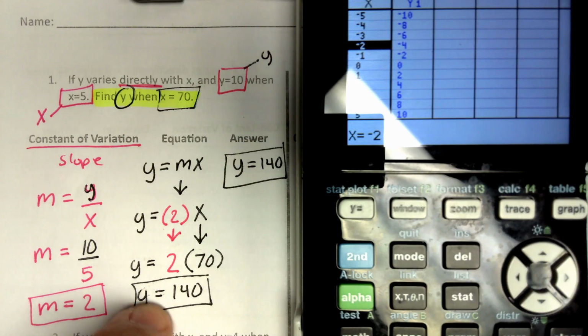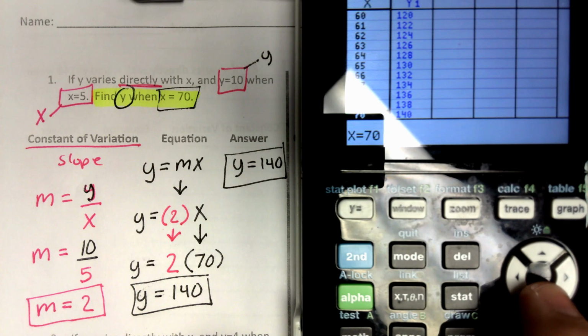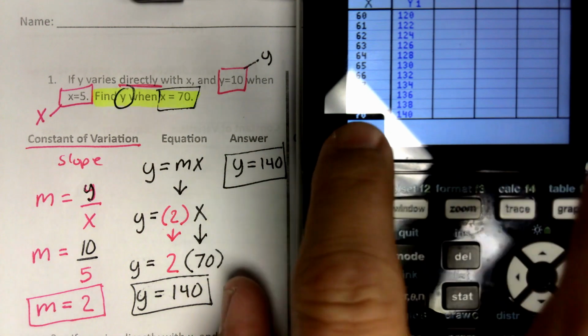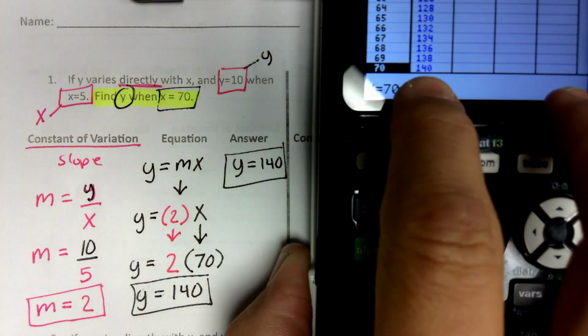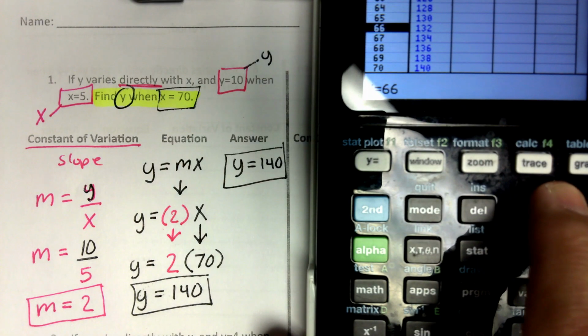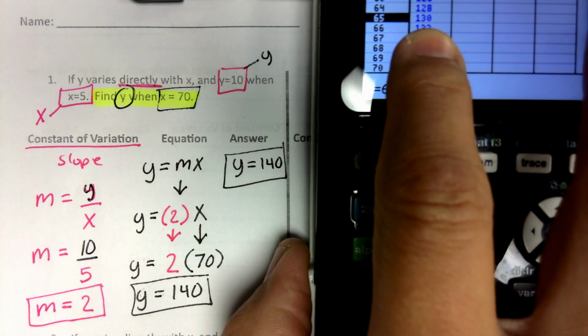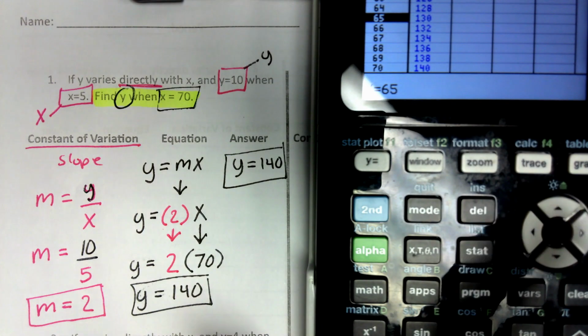So for instance, we said, what is y going to be equal to when x is 70? The only thing is you would have to go down all the way in your calculator until you get to 70 and find the answer. And notice here it shows that when x equals 70, the y value is equal to 140. If somebody said, well, what about when x equals 65? Well, when x equals 65, the y value is going to be 130, and so on.